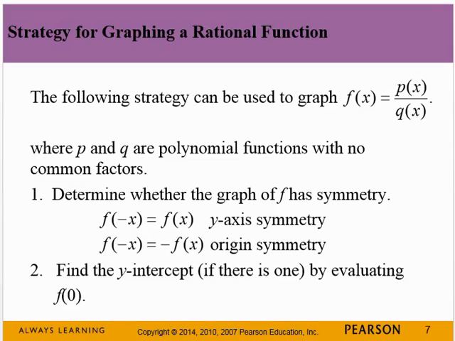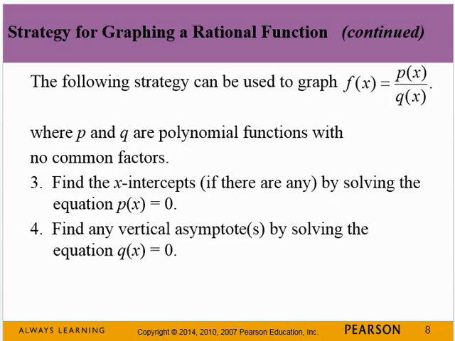So a strategy for graphing a rational function can be used to graph f of x equals p of x over q of x, where p and q are polynomial functions with no common factors. So first thing you want to do is determine whether the graph of f has symmetry. So does it have y-axis symmetry or origin symmetry? Then find your y-intercept, if there is one, by evaluating f of 0. Step 3 says find the x-intercepts, if there are any, by solving the equation p of x equals 0, and find vertical asymptotes by solving the equation q of x equals 0.